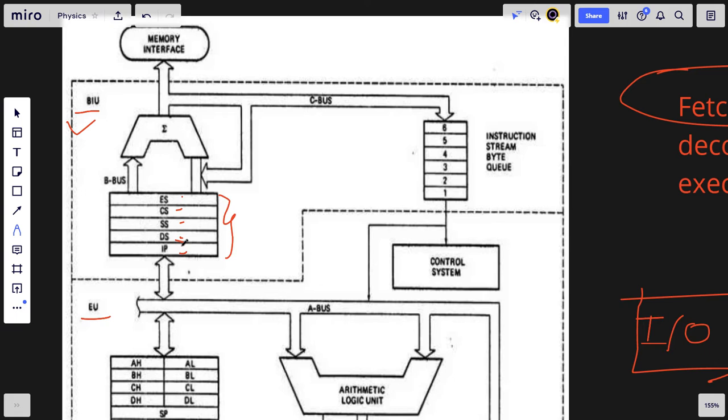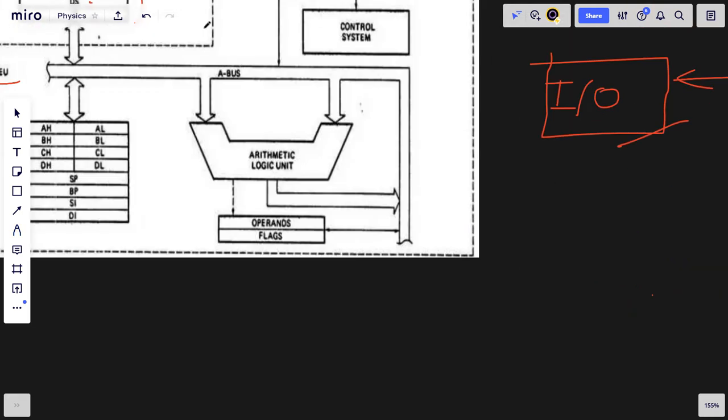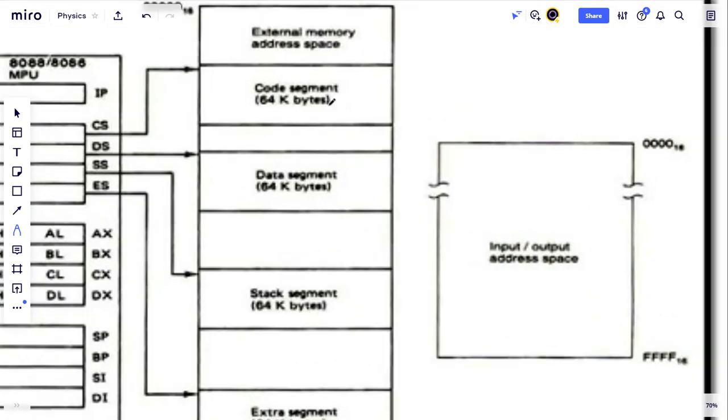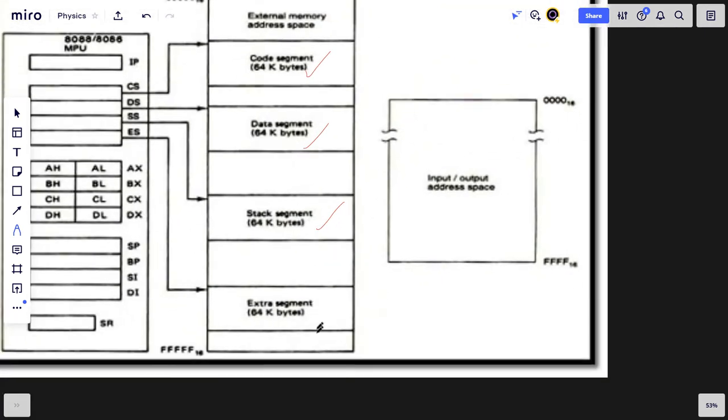Now, something about memory you need to know before getting into it. In this architecture, memory is divided into four parts: code, data, stack, and extra segment. The memory is divided into four parts. Let me show you. So this is basically the memory. There are code segment, data segment, stack segment, and extra segment. These are the four segments in the memory.